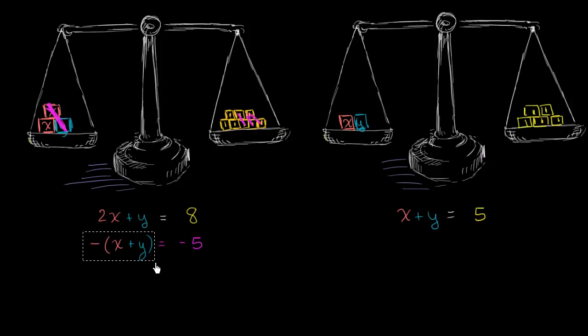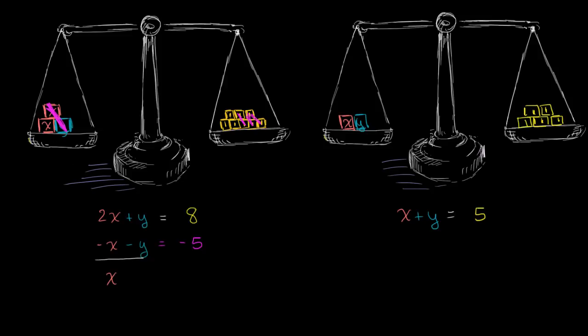Taking away an x and a y is the same thing, if you distribute the negative sign, as taking away an x and taking away a y. And so on the left-hand side, we are left with just 2x, and we take away one of the x's. We're left with just an x. And we had a y, and we took away one of the y's, so we're left with no y's. And we see that here visually. We have just an x here.